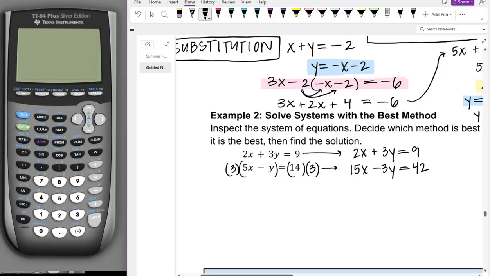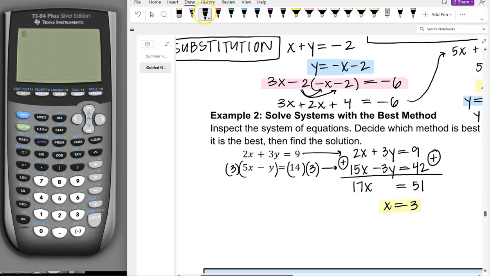Now that I have opposite coefficients for the y variables, I can add my two equations together. 2x plus 15x makes 17x. 3y plus negative 3y makes 0y, so that's eliminated. And 9 plus 42 makes 51. Divide both sides by 17, and you get x equals 3.